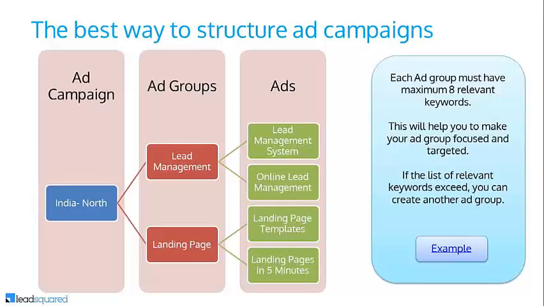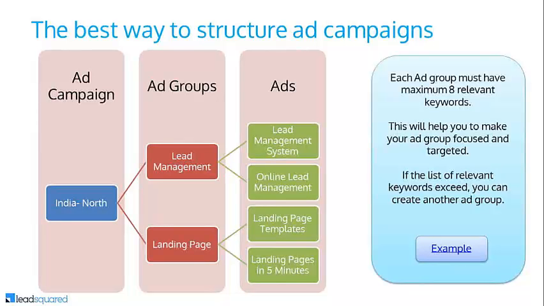So the ad groups are lead management and landing page, and I have created 2 ads for each ad group, that is lead management system and online lead management for the ad group lead management, and landing page templates and landing page in 5 minutes for landing page. Now, each ad group must have 8 relevant keywords. It's one of the best practices to make your ad groups more targeted and get good leads to your ad. This will help you make your ad groups more focused and targeted. If the list of relevant keywords exceeds that, you can create another ad group.